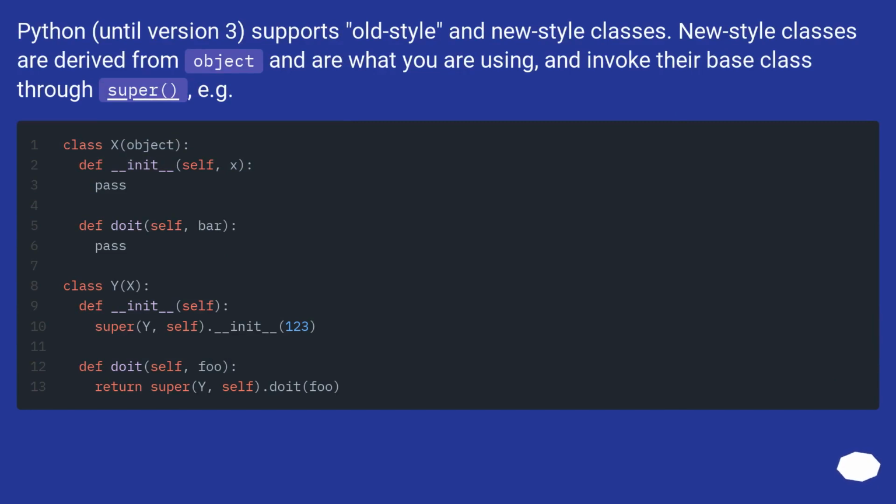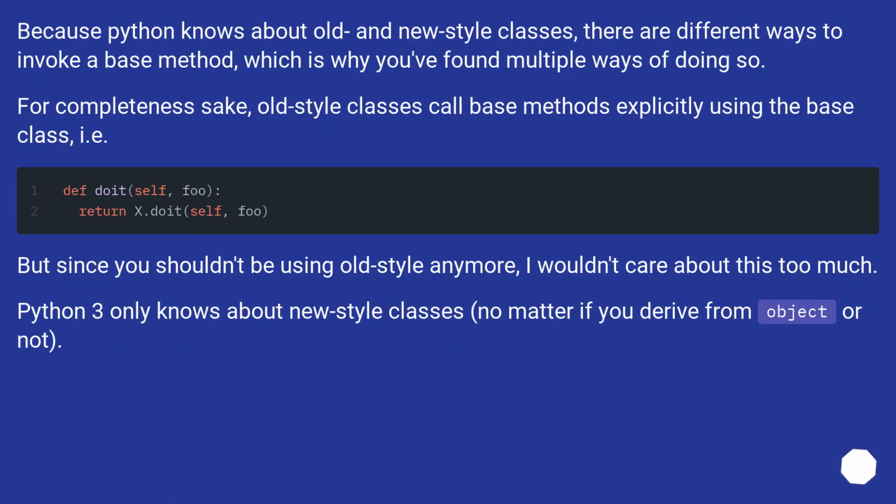Python, until version 3, supports old-style and new-style classes. New-style classes are derived from object and are what you are using, and invoke their base class through super, for example. Because Python knows about old and new-style classes, there are different ways to invoke a base method, which is why you found multiple ways of doing so.